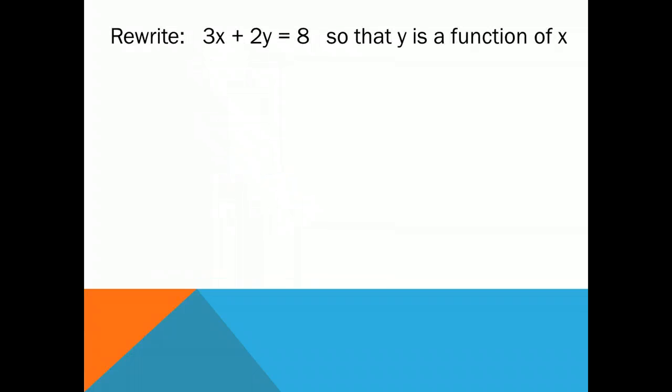So now you may see it written like this. It says rewrite 3x plus 2y equals 8 so that y is a function of x. That means the y depends on the x. So y is a function of really simply means you're going to solve this equation for y. In order to solve for y, we're going to subtract 3x from both sides. So 2y is equal to 8 minus 3x.